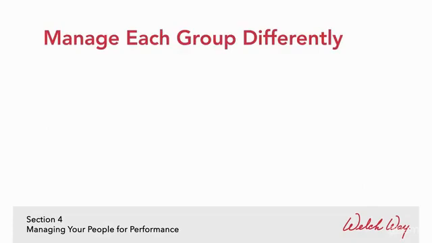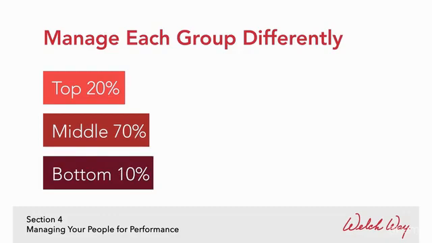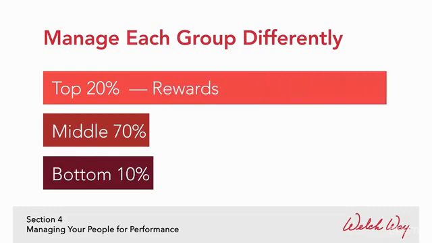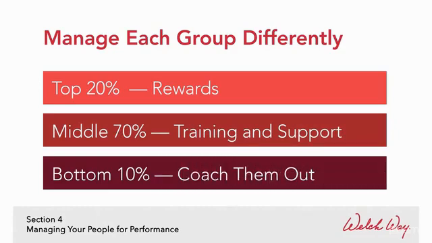Nevertheless, differentiation requires you to assess your employees and separate them into three categories: the top 20%, the middle 70%, and the bottom 10%. And each group is managed differently. By rewarding the superstars in a very public way that is both soul-satisfying and financially satisfying. By constantly developing the middle 70 with training and support. By coaching the bottom-tier performers out so better talent can be brought in.